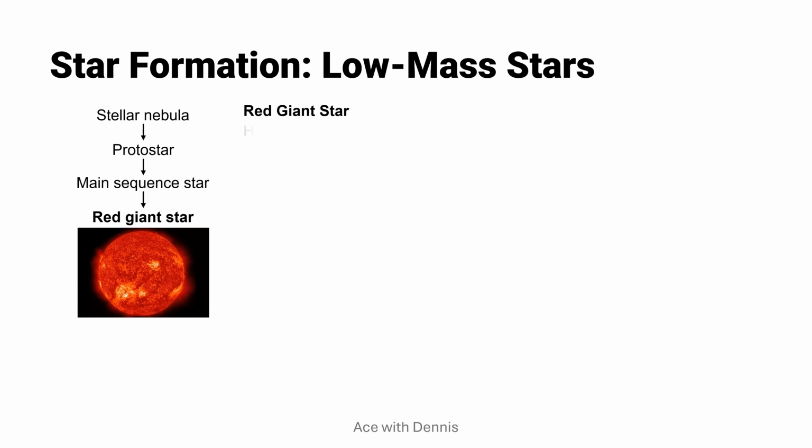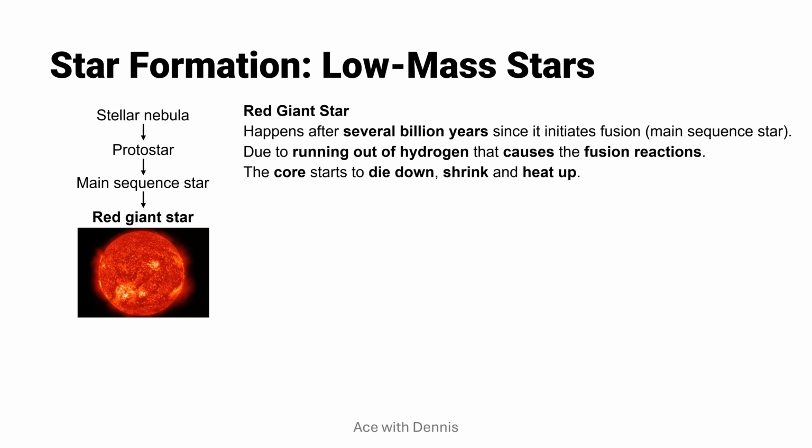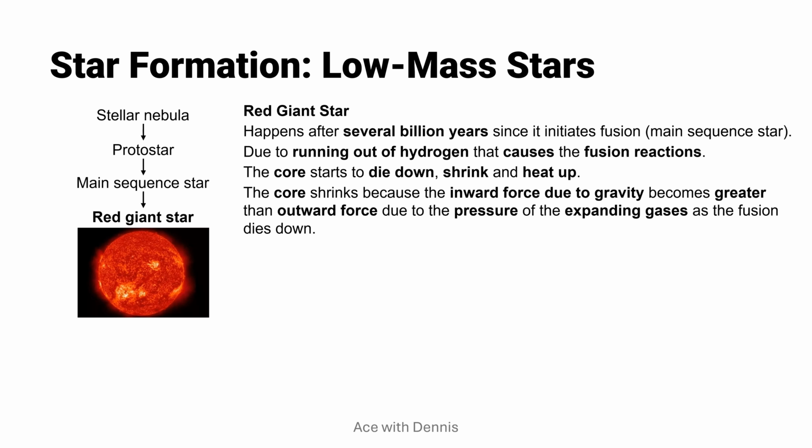So for a red giant star, it happens after several billion years since it initiates fusion, from the main sequence star. Due to running out of hydrogen that causes the fusion reactions, the core starts to die down, shrink, and heat up. The core shrinks because the inward force due to gravity becomes greater than the outward force due to the pressure of the expanding gases as the fusion dies down.